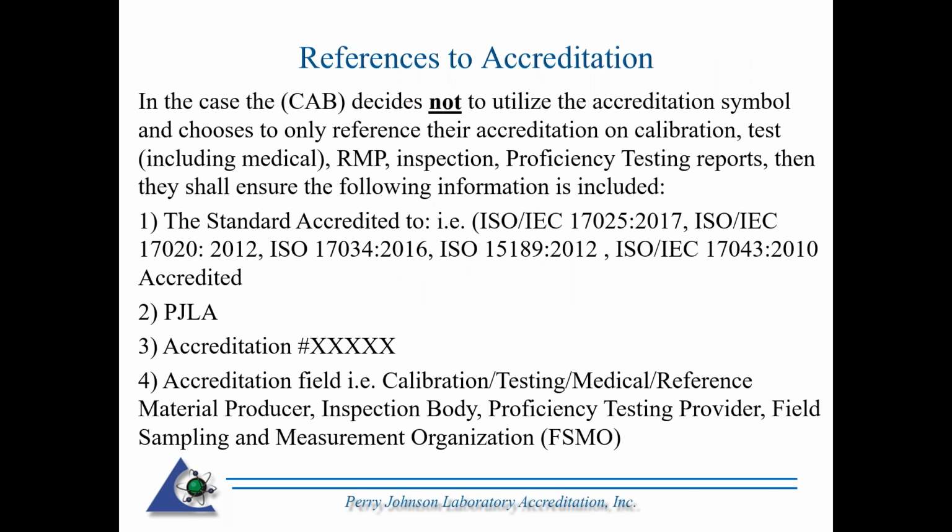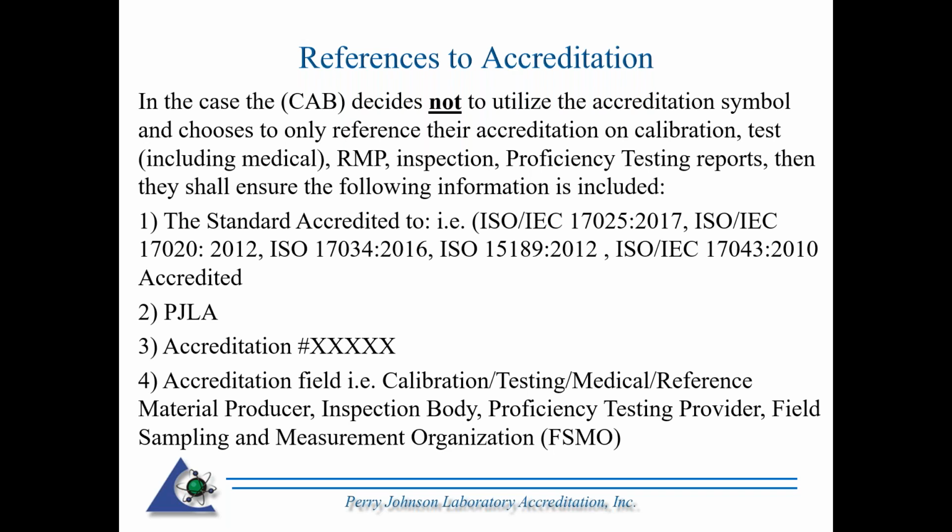So in the case that the CABs, the organizations that we accredit, make a decision not to utilize the accreditation symbol that was depicted earlier and choose only to reference their accreditation on calibration tests, including medical, reference material, inspection, proficiency testing, then they shall ensure that the following is included. So in other words, if, for example, on your website, you don't want to use the PJLA symbol, but you do want to reference your accreditation, this is what we're referring to.